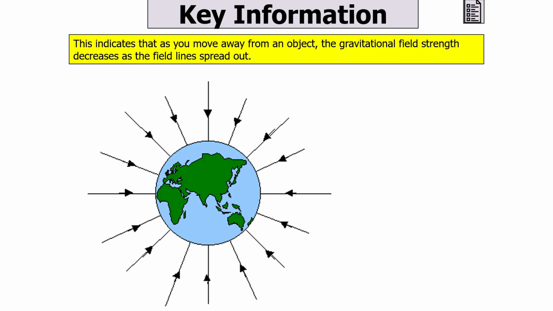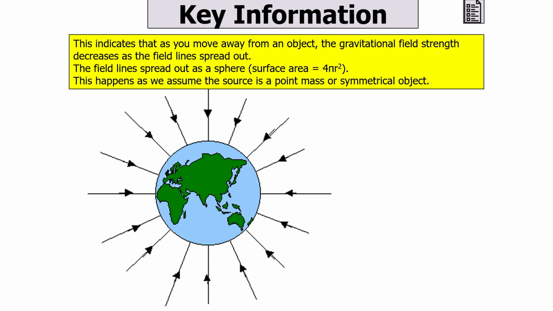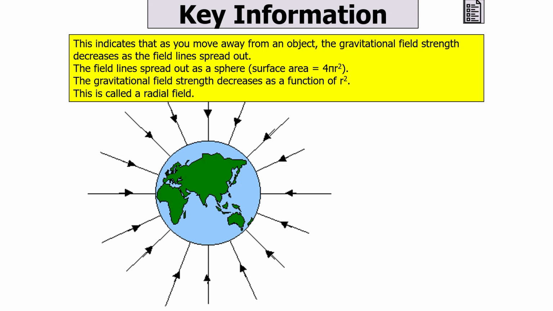This indicates that as you move away from an object, the gravitational field strength decreases as the field lines spread out. The field lines spread out as a sphere, which has a surface area of 4 pi r squared. Now this happens as we assume the source is a point mass or a symmetrical object. So we know in this case the gravitational field strength decreases as a function of r squared, which is what we call a radial field.